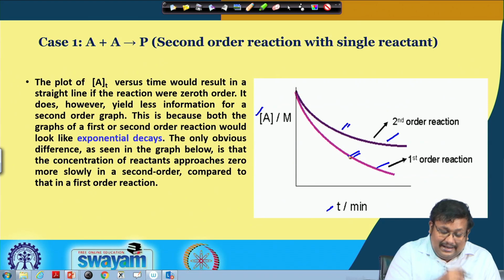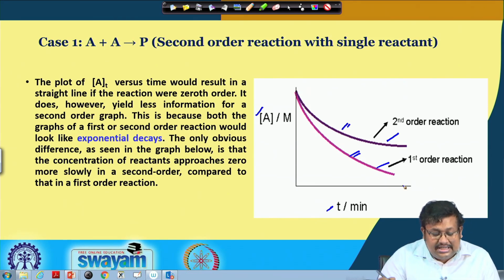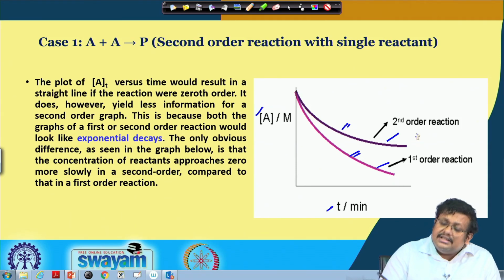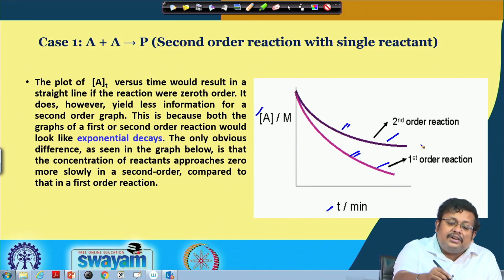The only obvious difference, as seen in the graph below, is that the concentration of the reactant approaches 0 more slowly for a second order reaction. As you can see, the slope is quite low compared to the slope of the first order reaction. So, it approaches 0 concentration very slowly compared to the first order reaction, and in the case of a first order reaction the reactant reaches 0 much faster than in the second order reaction. So, this is the difference between these two types of exponential decay function.